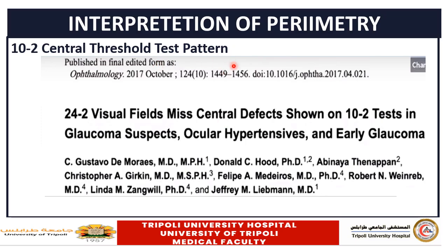This is very important because in the traditional teaching before, we used to say that 10-2 is for advanced cases of glaucoma, but now they are convinced that 10-2 is more magnification of the central part of the macula, which is the place of early changes in glaucoma.